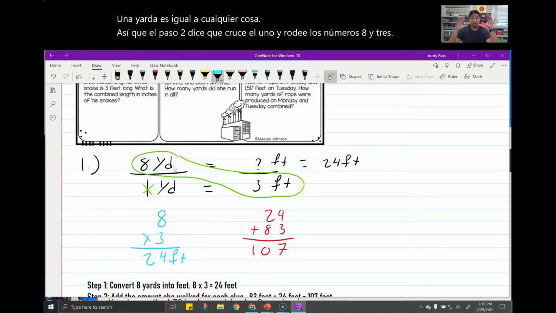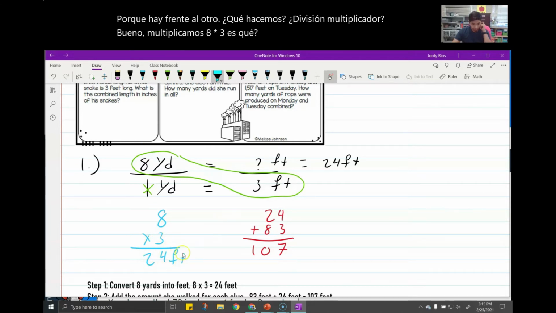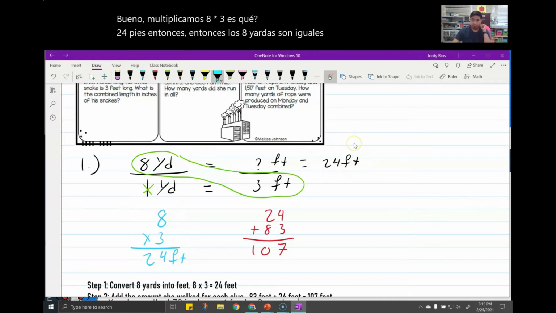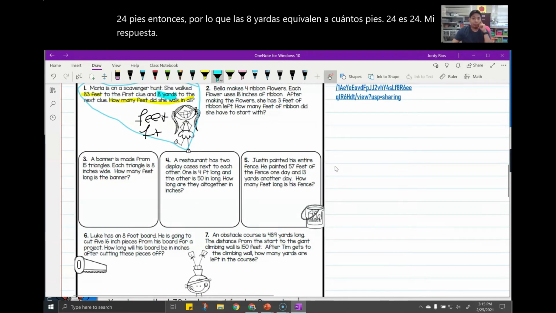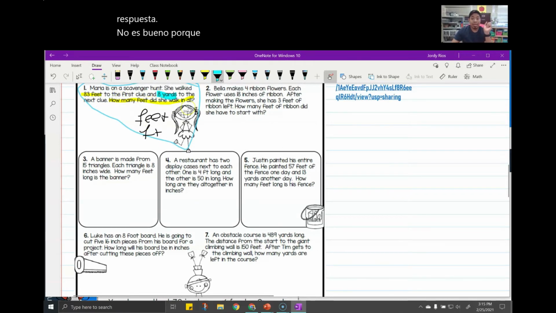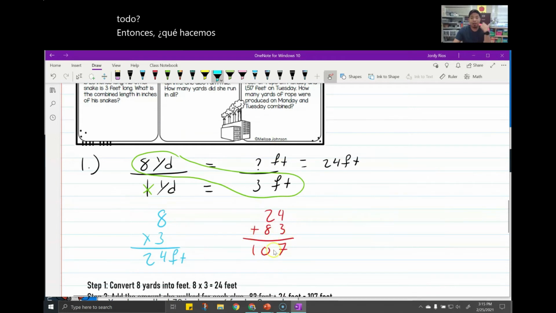Well, because they're across from each other, what do we do? Multiply or divide? Good, we multiply. 8 times 3 is what? 24 feet. Good. So the 8 yards equals how many feet? 24. Is 24 my answer? No. Good, because look at the question. How many feet did she walk in all? In all, everything together. So what do we do? We add 24 plus 83, which equals 107.